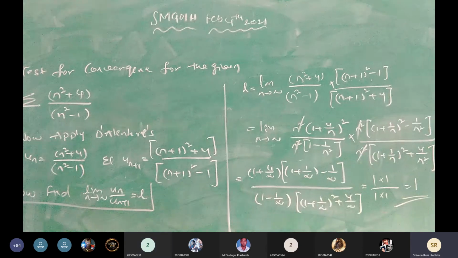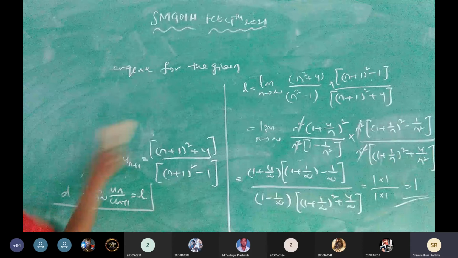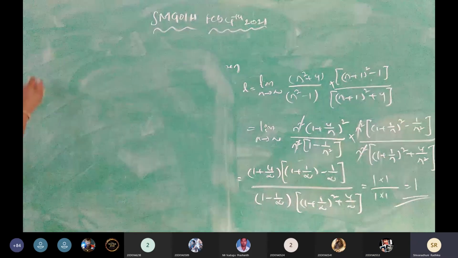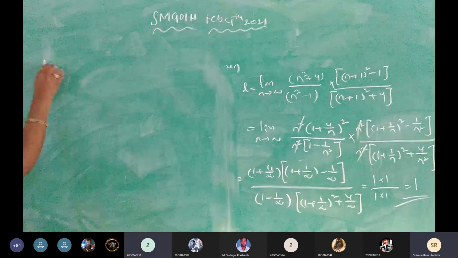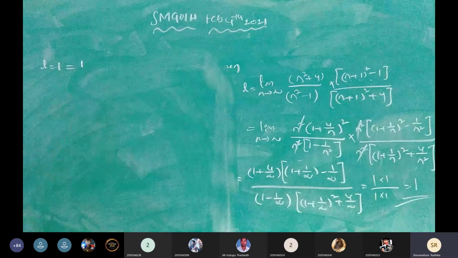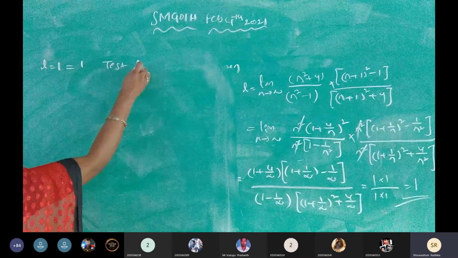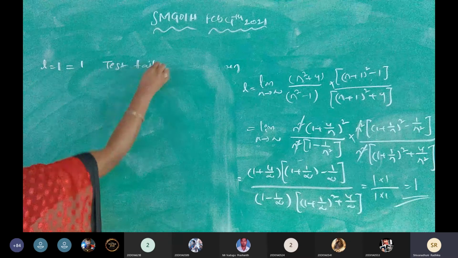Yes, ma'am. Next. What is the L value? L equals 1. Compare with 1. So the D'Alembert test ratio is a test failure, by D'Alembert.